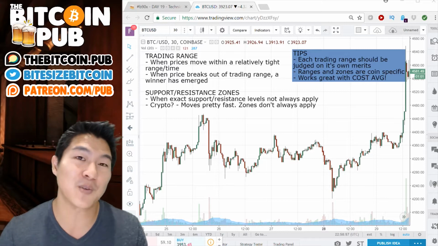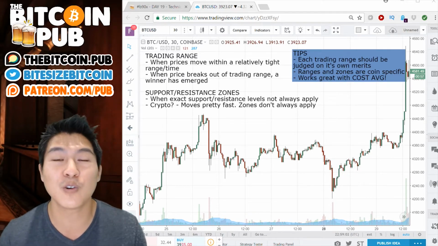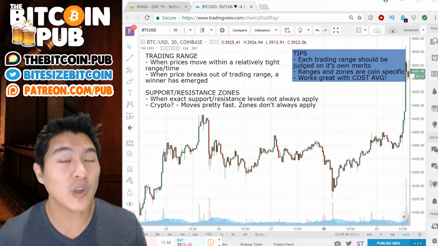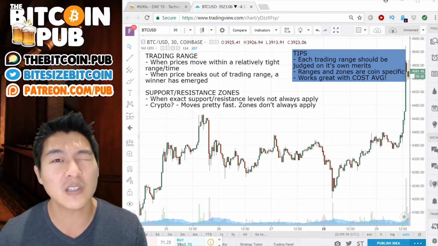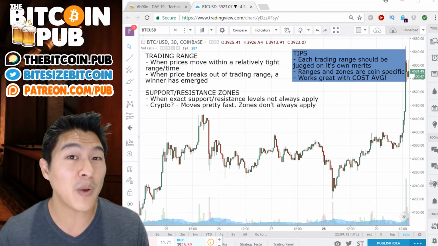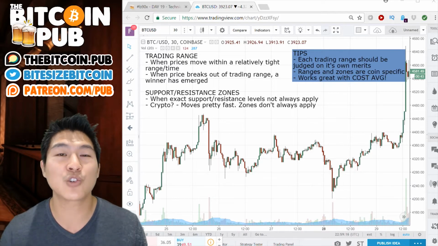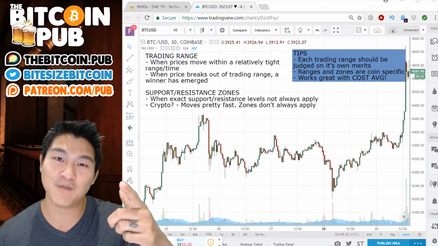In the last episode, we went over support and resistance lines. We introduced those particular ideas, and there's a little bit more that we can learn about support and resistance lines. What we're going to be talking about today is really simple, but it's actually very powerful when it comes to cost averaging. This is trading ranges and support and resistance zones. So let's get right into it.